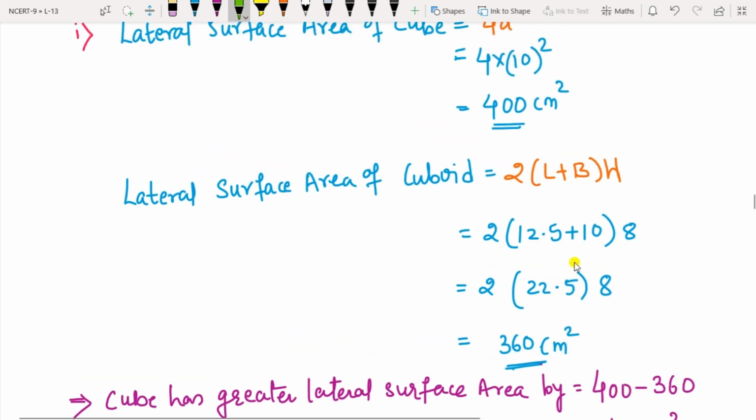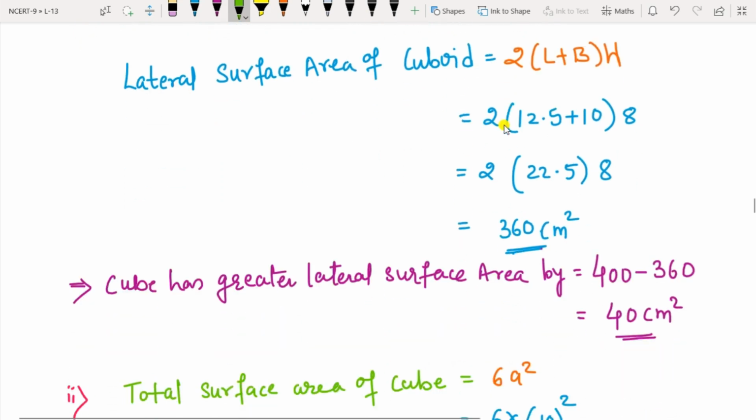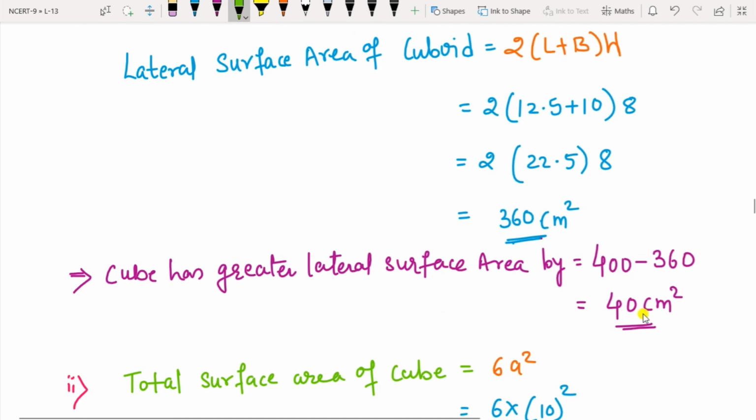So here you can see that the lateral surface area of the cube is 400 and that of the cuboid is 360. So the cube has the greater lateral surface area, by subtracting those two values, by 40 centimeters square.